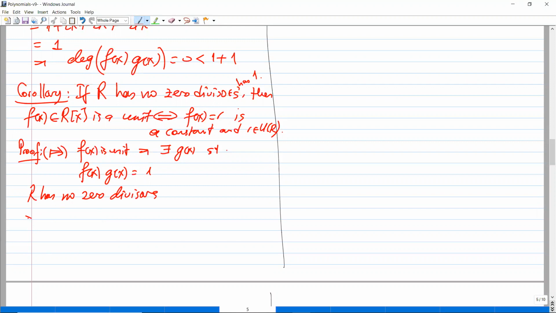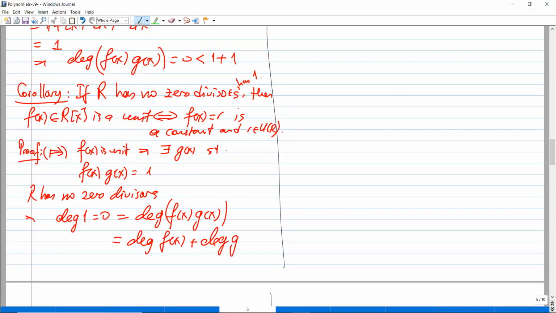This implies that the degree of 1 is 0, which is the degree of f of x times g of x. But since R has no zero divisors, this is the degree of f of x plus the degree of g of x.